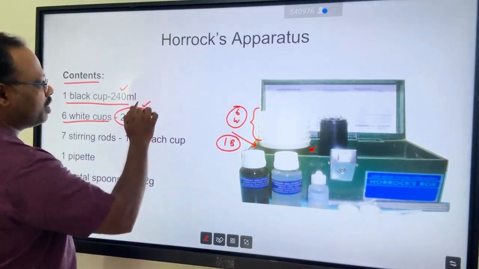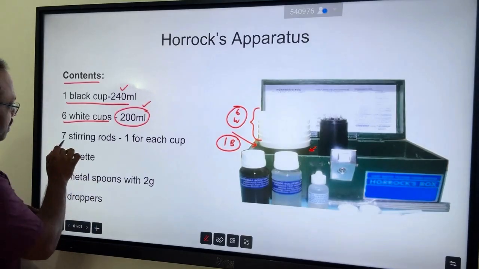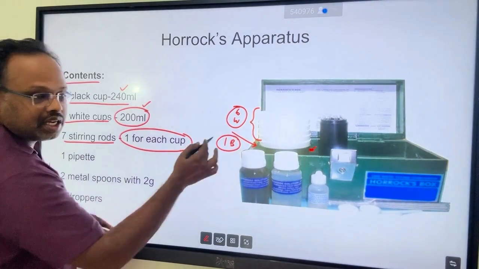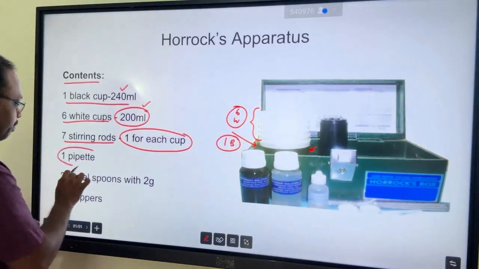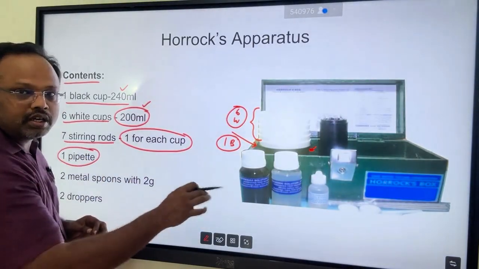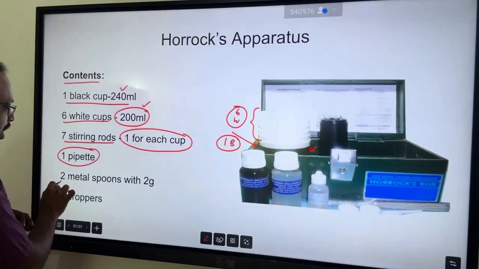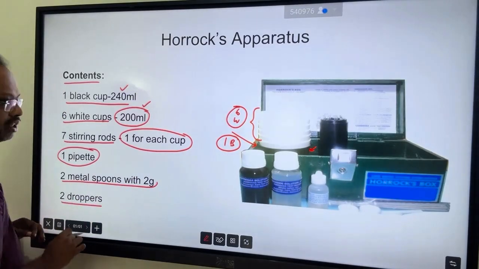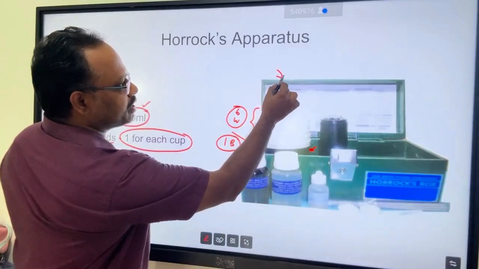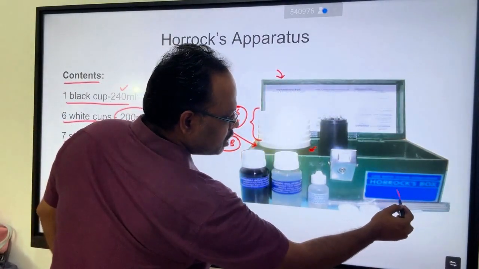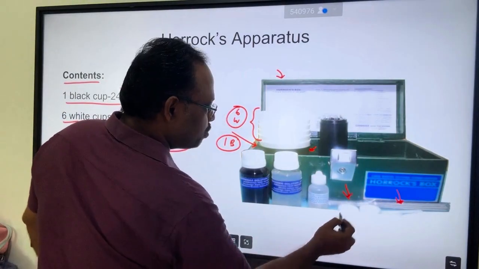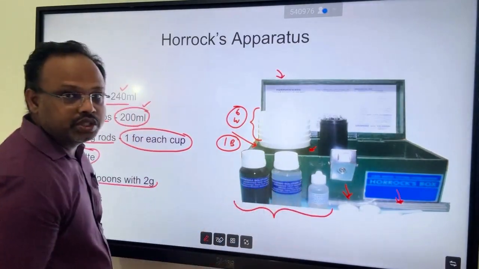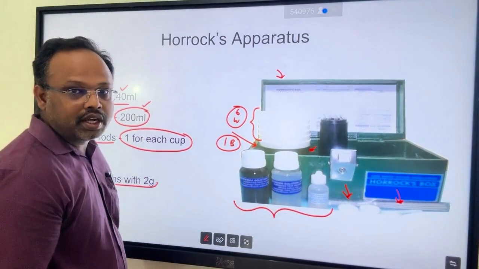and white cups have 200 ml capacity, and we have 7 stirring rods, one for each cup. So far we have 7 cups and 7 stirring rods, and 1 pipette in order to take the water from the bowl, and we have 2 metal spoons with 2 gram capacity each and 2 droppers. These are all the contents of Horax apparatus. Here are the stirrers, and here are the metal spoons. And these are the indicator solutions and the starch solution which we need to perform the Horax test.